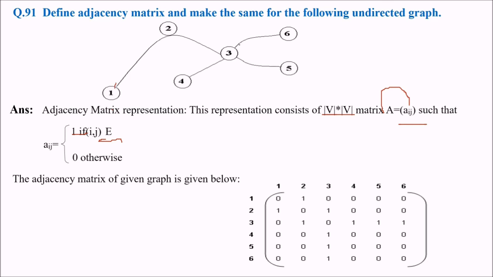So we have, say, nodes 1, 2, 3, 4, 5, 6, so a 6 by 6 matrix will be made. And since 1 and 2 have a path, we'll place 1. 3 and 4 have a path, so we place 1 for 3 and 4, and likewise others will be kept as 0.